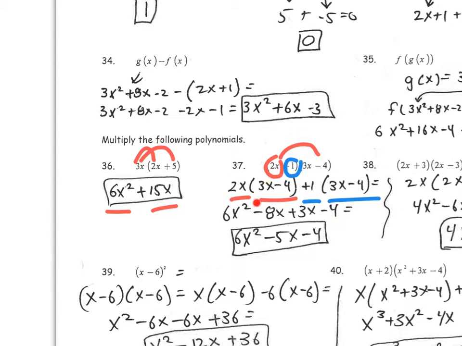2x times 3x is 6x squared. 2x times a negative 4 is negative 8x. 1 times 3x is just itself, and 1 times a negative 4 is just itself. Then we combine like terms. Only one squared term, only one term without a variable, and we combine these to this.